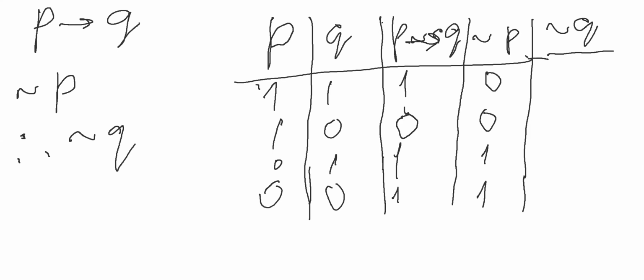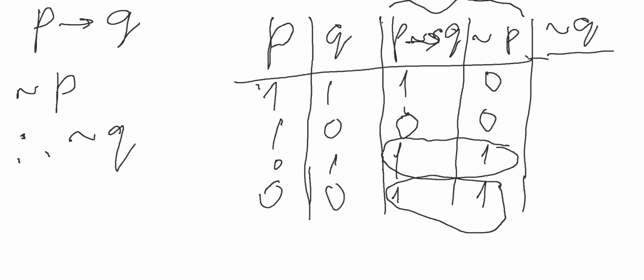So now, how many critical rows do we have? 2. We have 2 critical rows, when both premises are true. Those are the premises, and these are the critical rows. And now let's find the value of not Q.